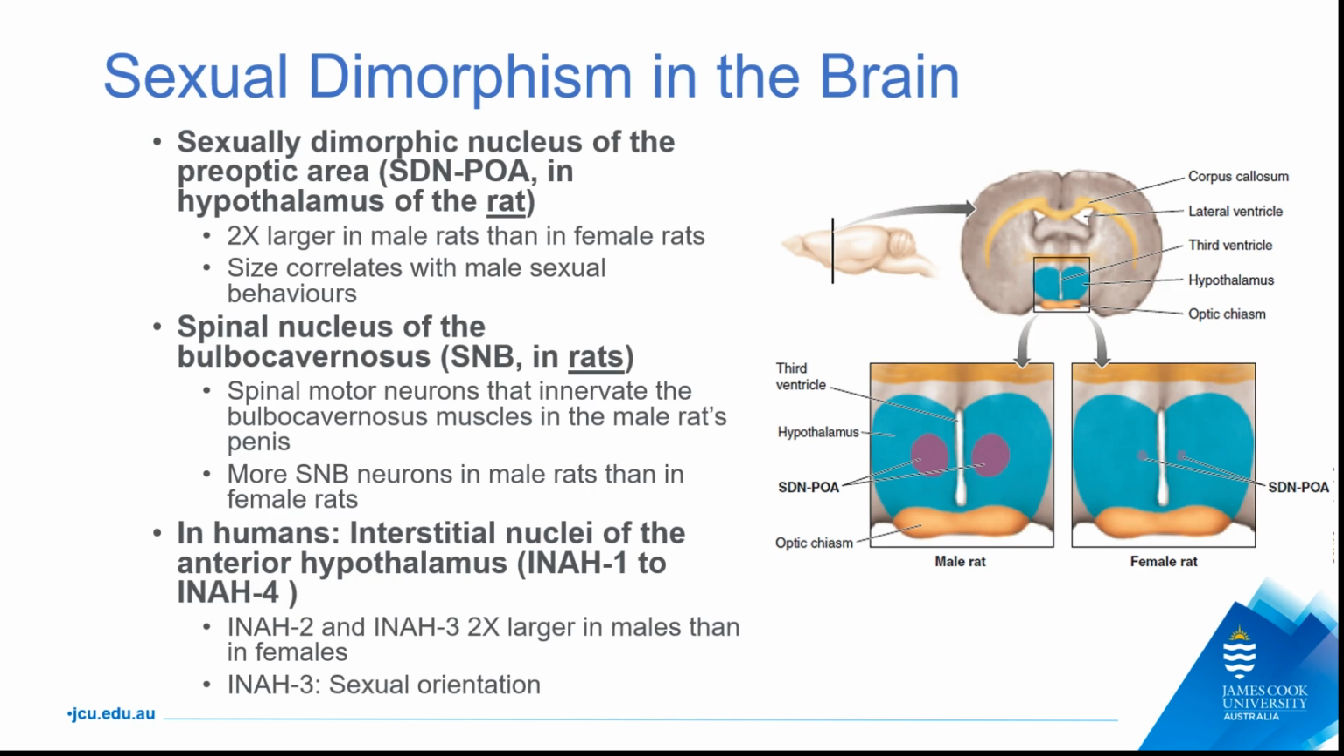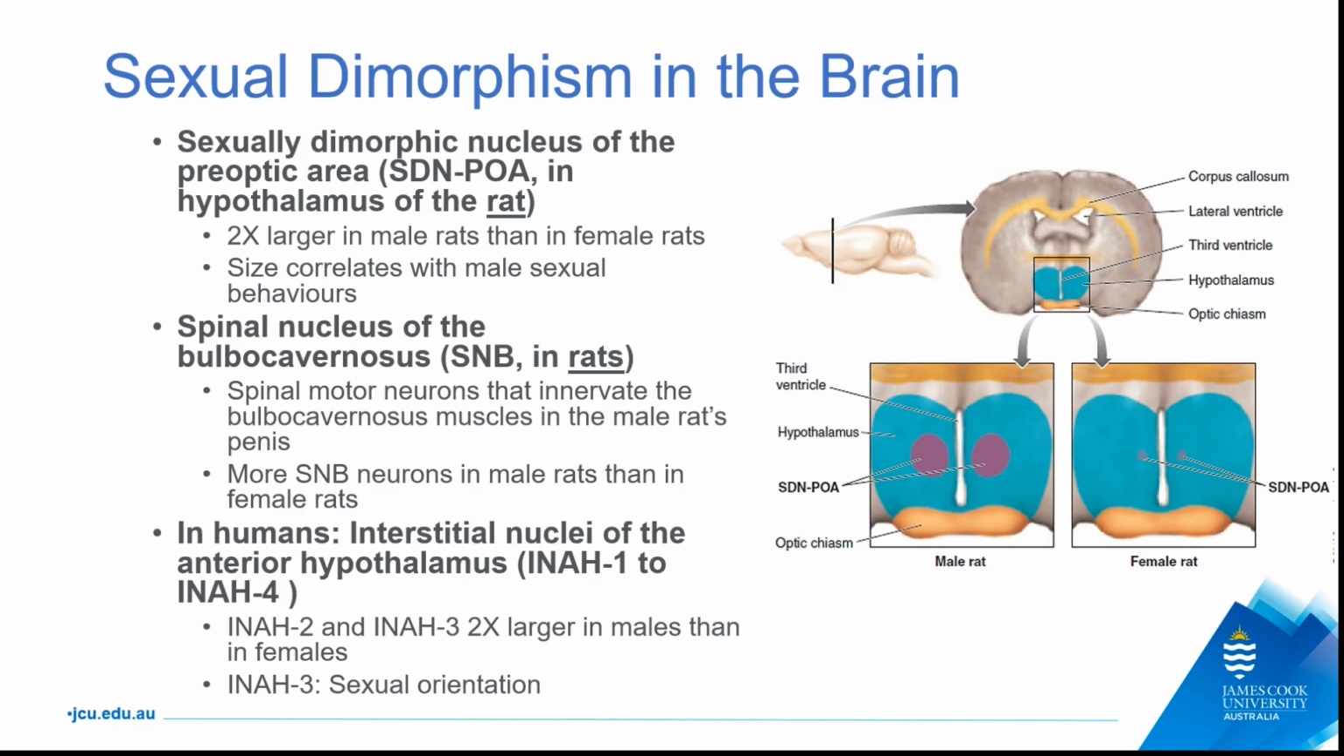And now we talk about the brain, finally, right? Sexual dimorphism in the brain. Unfortunately, a lot of this work is focused on rats, not so much on humans, right? So we have this SDN-POA, the sexually dimorphic nucleus of the preoptic area. What a name, yeah? In the hypothalamus of the rat. So it's 2 times larger in males, right?